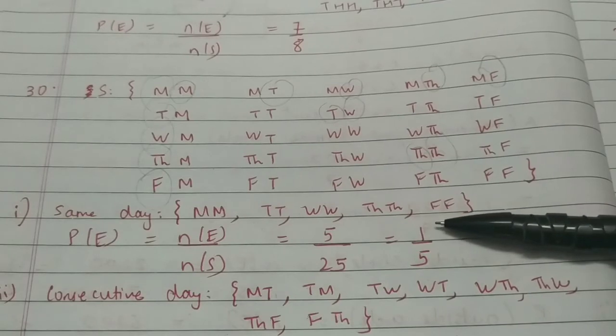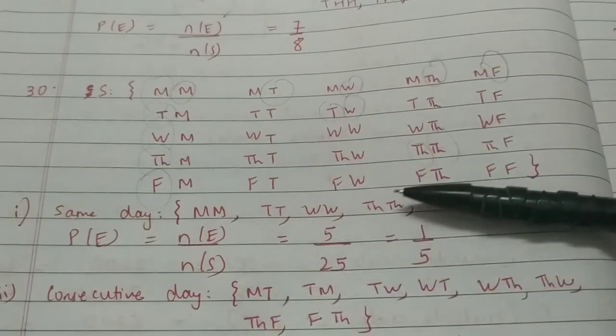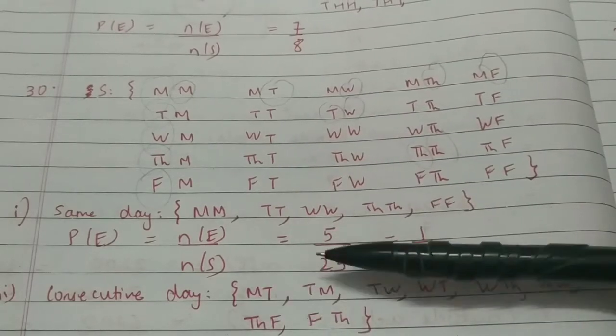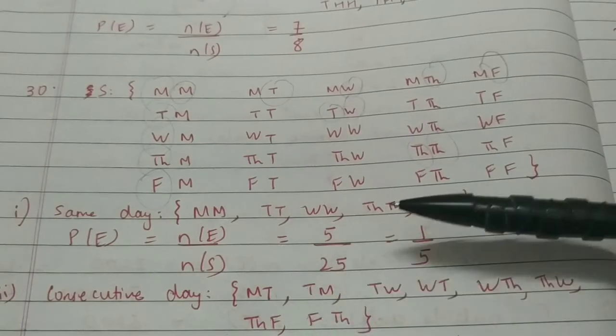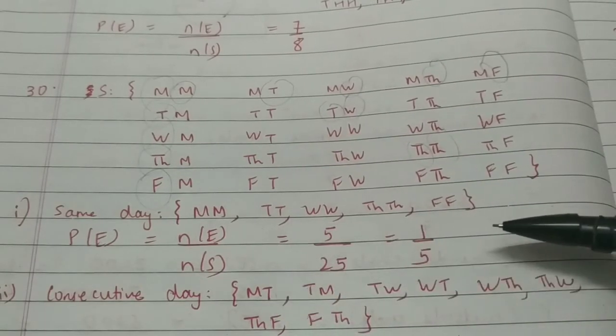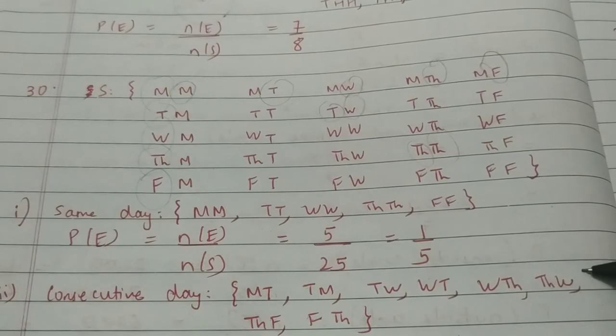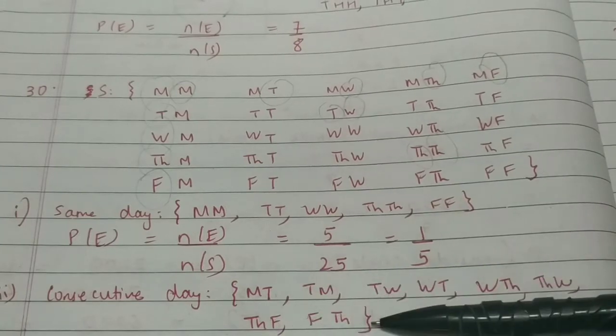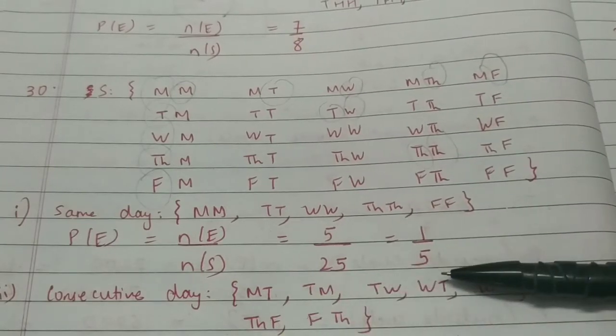But what's the probability, Roman number 2, of them being absent on consecutive days? Well, it could be Monday, Tuesday or Tuesday, Monday. Tuesday, Wednesday or Wednesday, Tuesday. Wednesday, Thursday or Thursday, Wednesday. Thursday, Friday or Friday, Thursday. These are all consecutive days, back-to-back days.